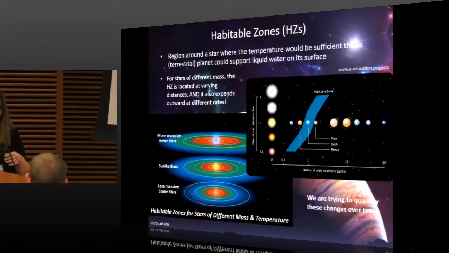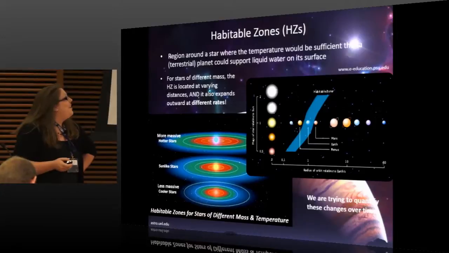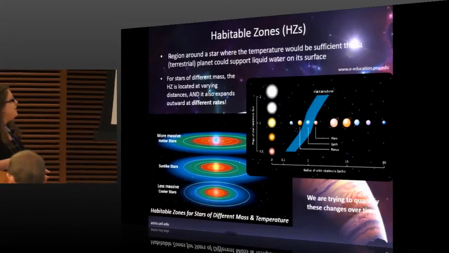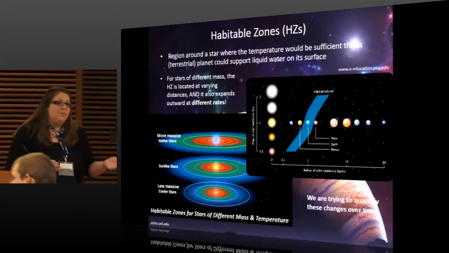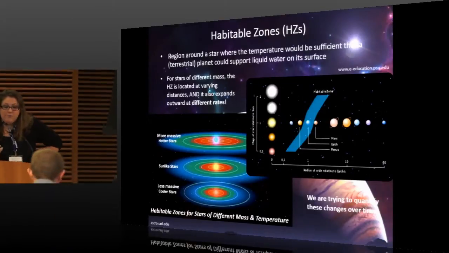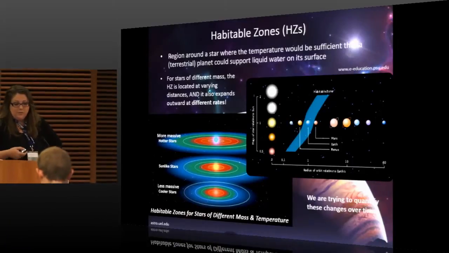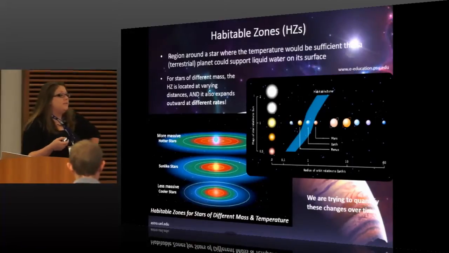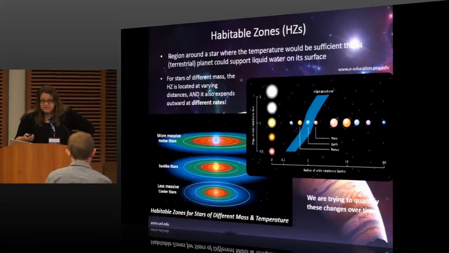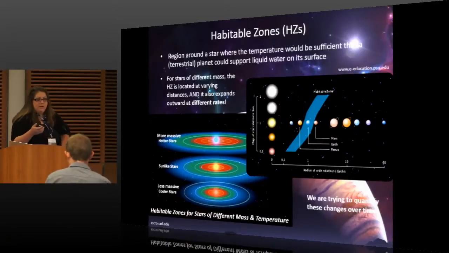Is that better? Okay. So basically we're approaching this idea of habitable zones from the astrophysical side. We have different stars that are different masses and different temperatures, and so that's going to directly affect the location of a habitable zone around the star. And for stars of different mass, these habitable zones also expand outward at different rates based on the stellar evolution. So we're trying to basically quantify how these stars change over time and thus how the habitable zones change over time.